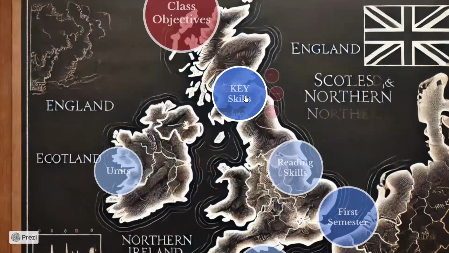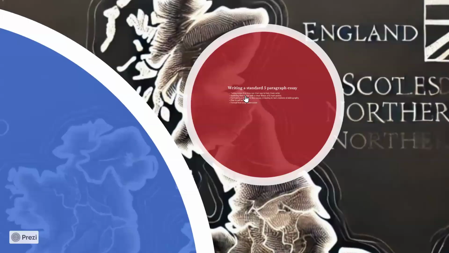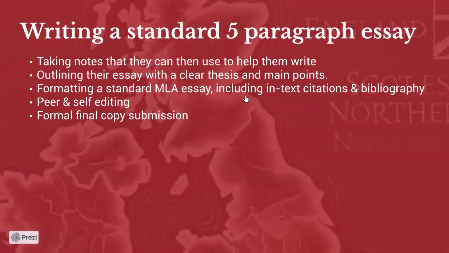Some more of the key skills that we'll be going over. Things like writing a standard 5-paragraph essay. I was a TA in college, and it always surprised us how many freshmen had never written more than a paragraph. So they will be working on the whole writing process, from taking useful notes to outlining with a clear thesis and main points. I teach them step by step how to format an MLA essay, including in-text citations and bibliography.